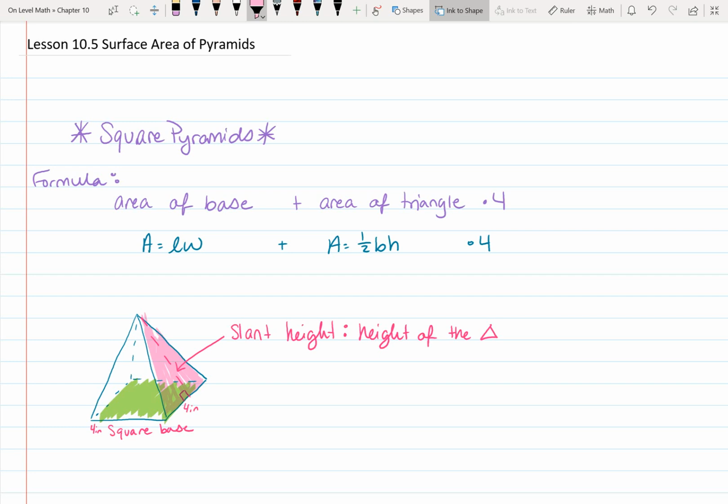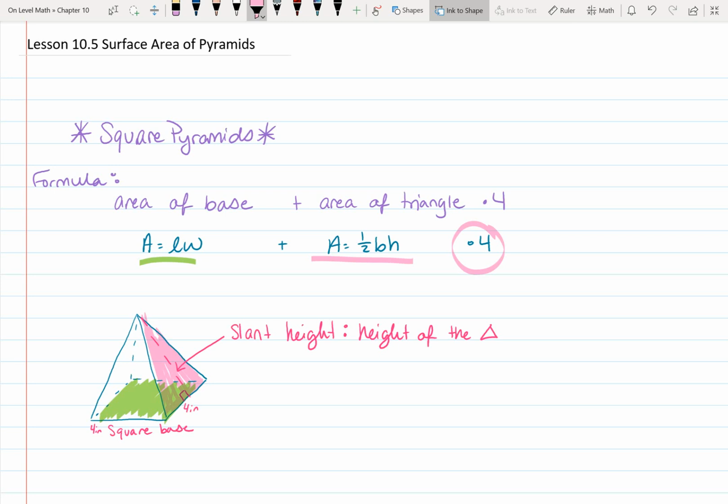So our formulas would be A equals length times width, because the base is a square. So this formula is for a square. Then we've got the area of a triangle, which is 1/2 base times height. That's what's in pink. And then we have to multiply it by 4 because we have 4 sides.